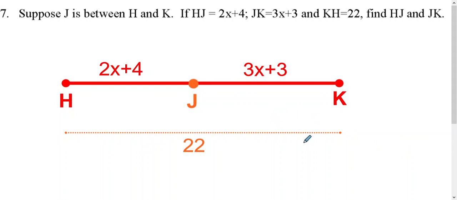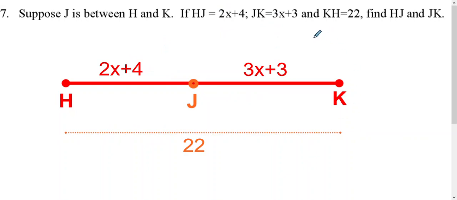Question 7 is the same type of question, but we have expressions now instead of just numbers, and we're not told that it's a midpoint. So we have J is between H and K, so here's J between H and K. We're labeling what HJ is and what JK is. We're told the total, so we need to set up an equation to solve it.